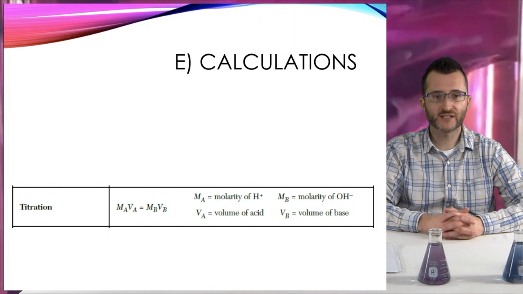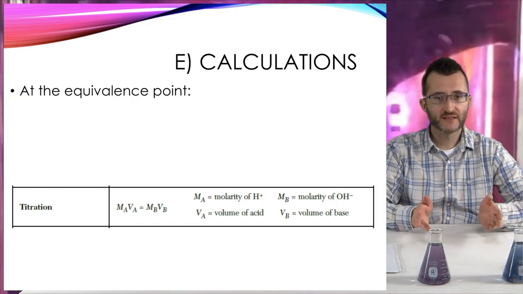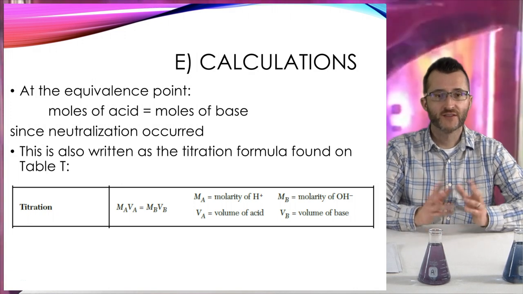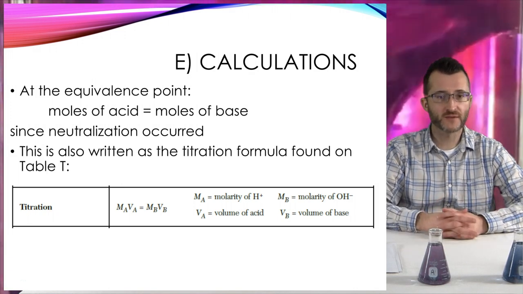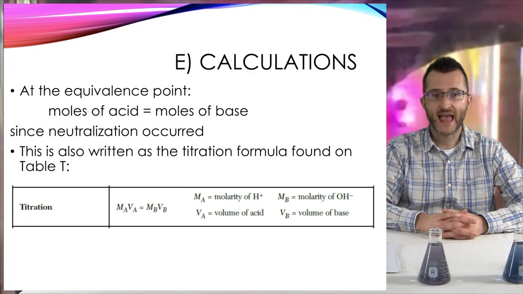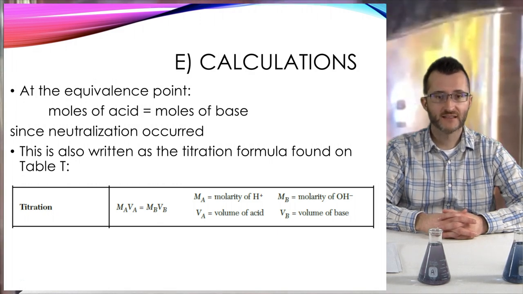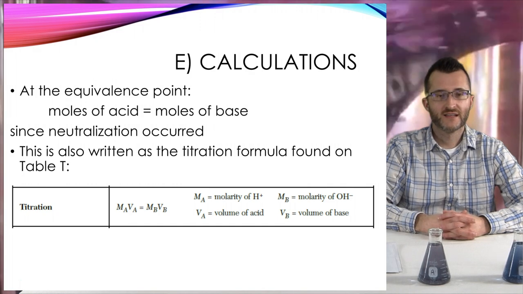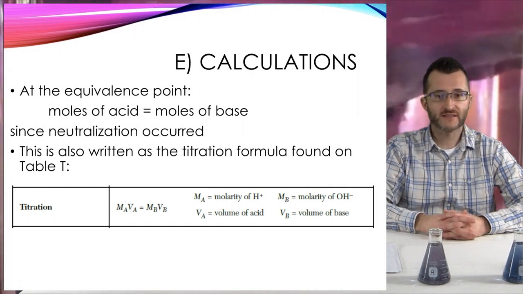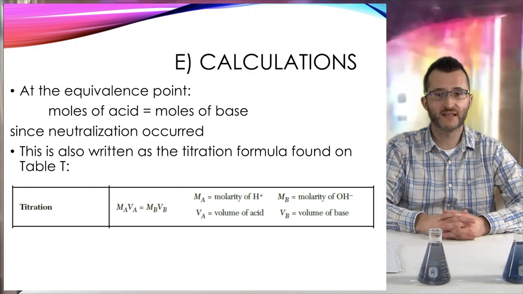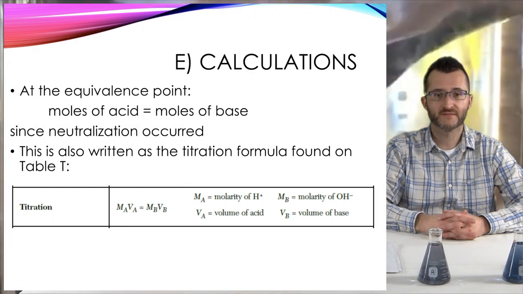Continuing on with calculations, at the equivalence point, the moles of acid equal the moles of base since neutralization occurred. This is also written as the titration formula found on table T. So this titration formula is MA times VA equals MB times VB. I kind of just like to say MAVA equals MBVB. It's a little faster. MA is the molarity of H+, VA is the volume of acid, MB is the molarity of OH-, and VB is the volume of base.